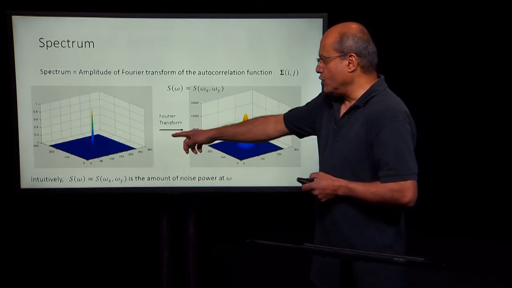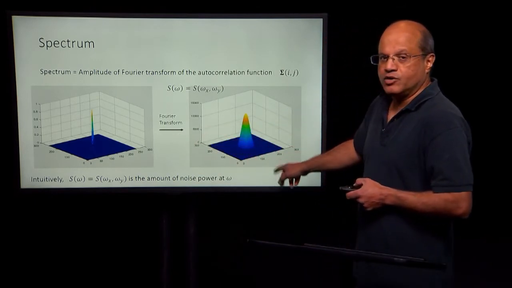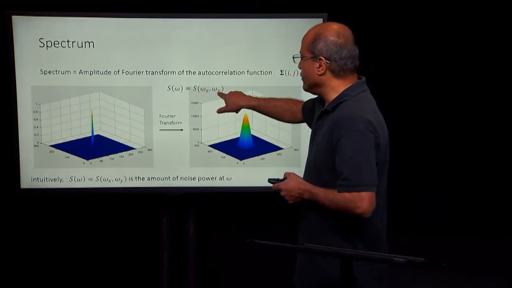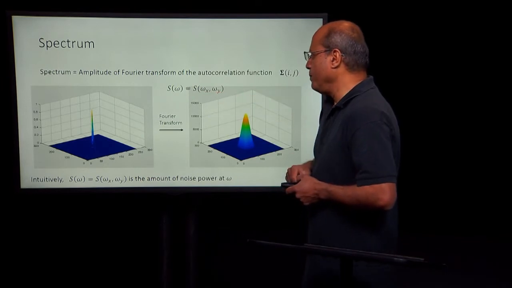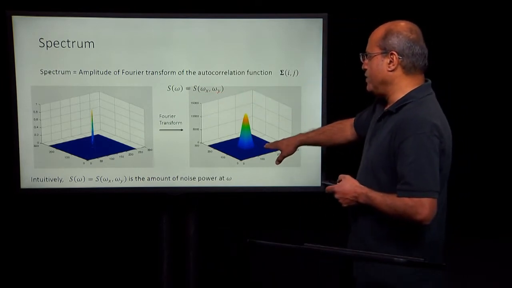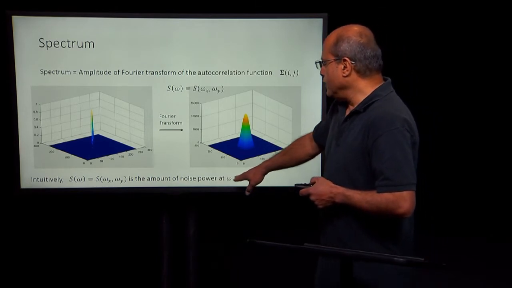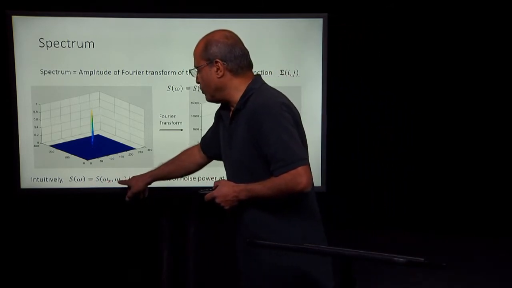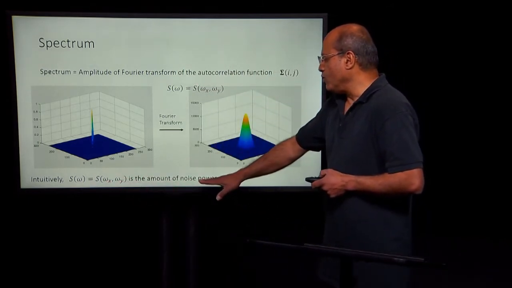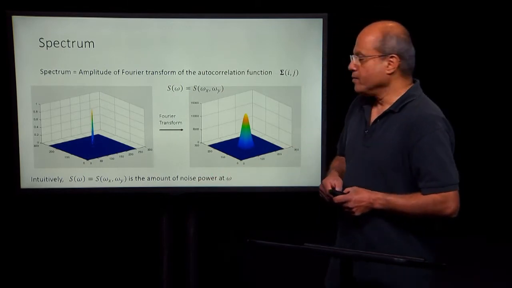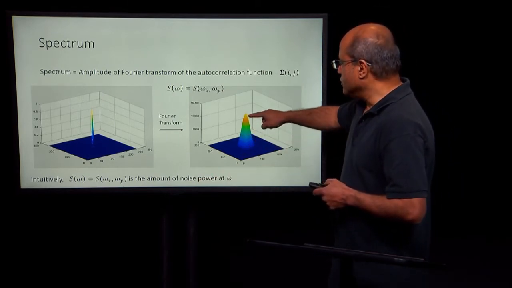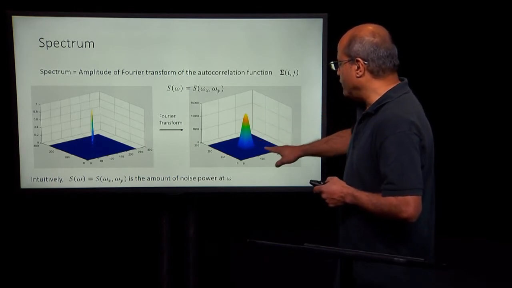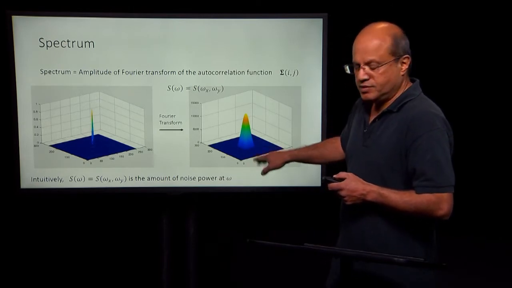And of course, because the autocorrelation function is two-dimensional, the Fourier transform is also two-dimensional. And so the Fourier transform is a function of two frequencies, one along the x and one along the y. And the important property of the spectrum is that, intuitively speaking, the value of this spectrum at the x and y frequencies is roughly the amount of noise power at those frequencies. So in this particular case, it tells you that this noise has a lot of power in the low frequencies, and then the power drops off and in fact goes to 0 at high frequencies.